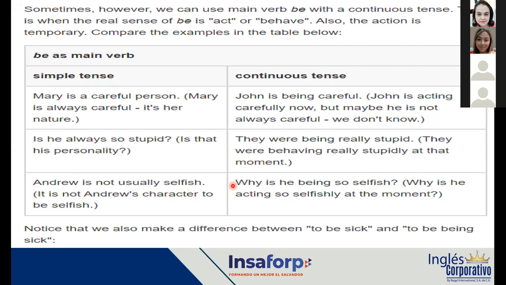All right. So I think that with these three examples, you have kind of clear that if you use the simple present or if you use the continuous, the meaning of both is going to change dramatically. So it's going to be different because you're going to be referring to two different things or two different actions at that moment. Okay, is it clear, guys?